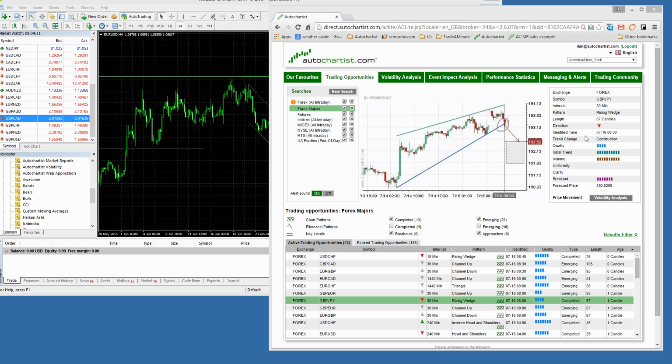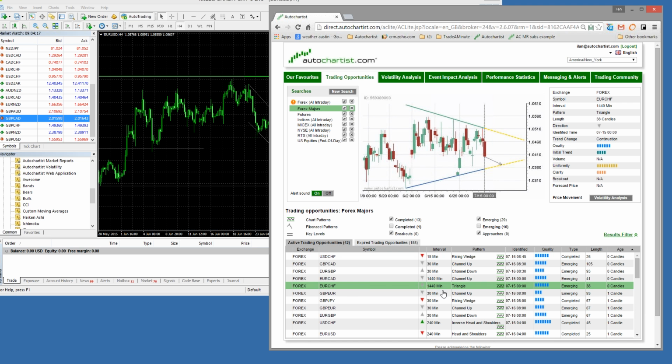Let's compare that to a pattern that does not have a breakout. So here, for example, is Euro Swiss franc. As you can see, this is a long-term pattern. This is on daily candles. You can see that the price has not yet broken through support or resistance lines. This is what we call an emerging or approaching pattern. The reason why I'm highlighting this is very important. When you're trading trending patterns, like the completed patterns, then you have to use trending indicators.